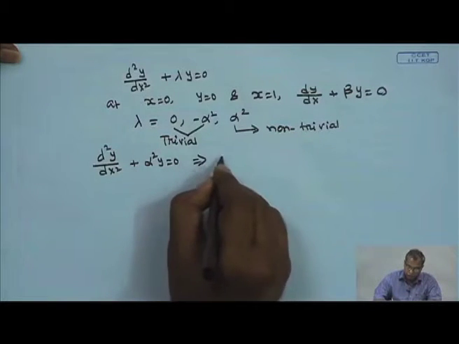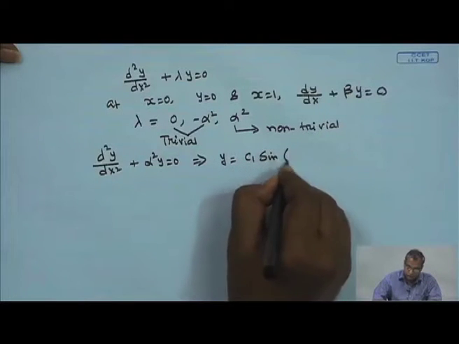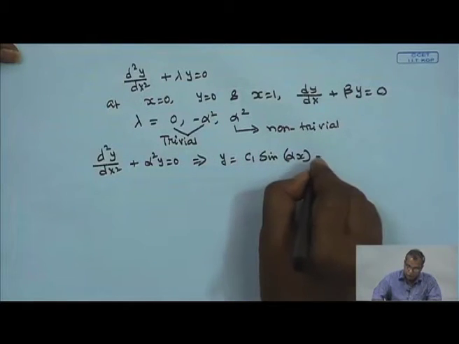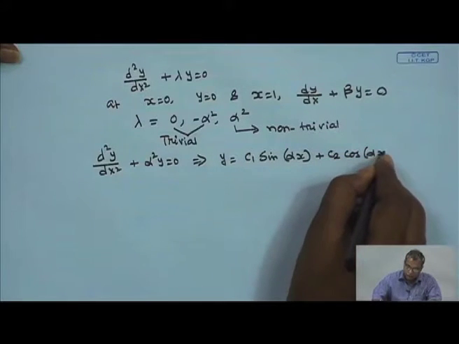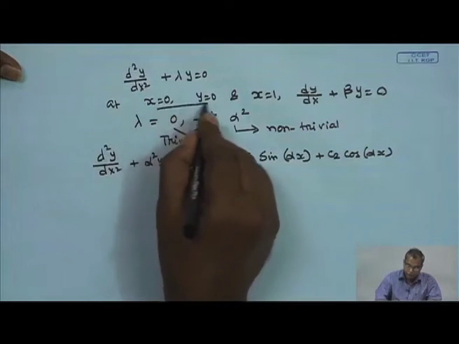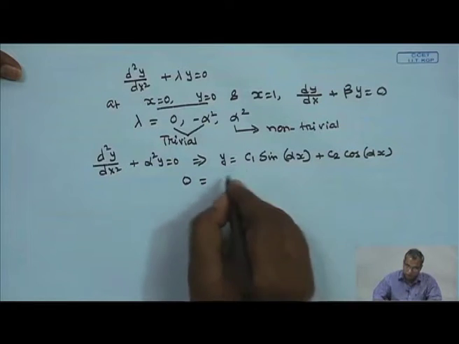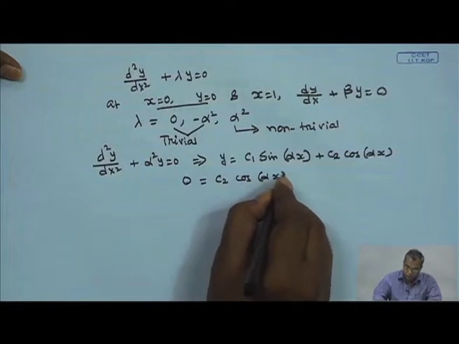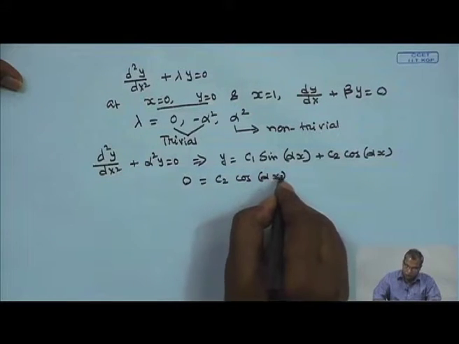So therefore we know the solution: y is equal to c1 sin alpha x plus c2 cosine alpha x. Let us apply the first boundary condition, y equal to 0 at x equal to 0. Sin 0 is 0, so this will be c2 cosine alpha x, cosine alpha.